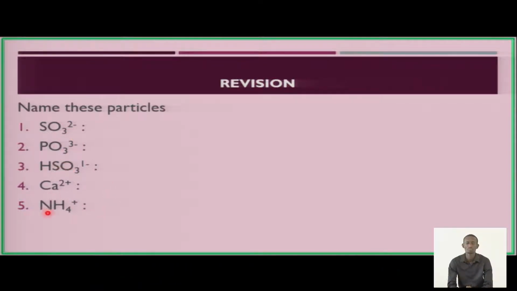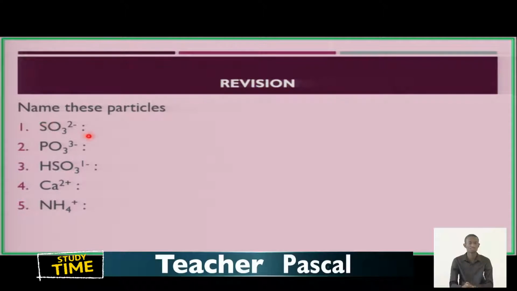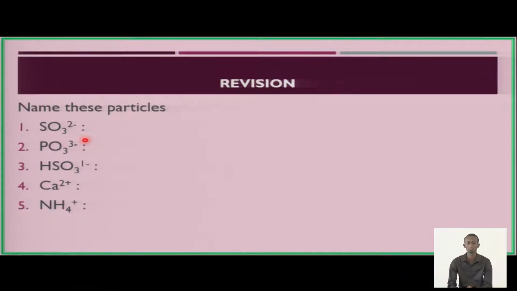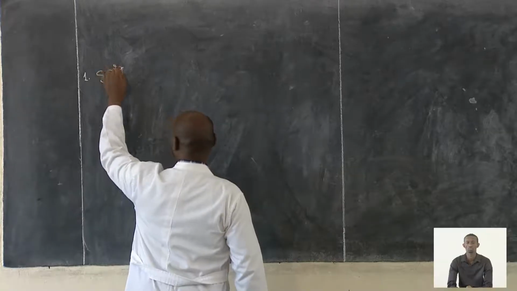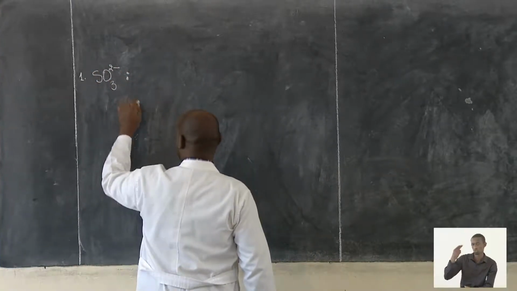We have seen all of these particles in the previous lesson. So you should be able to work them out, write their names in a very short time. Okay, so let me suppose that you have finished and we go to the correction. Particle number 1, we have SO3 2 negative. What is the name of this particle?